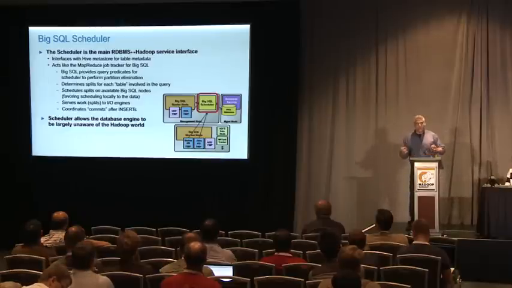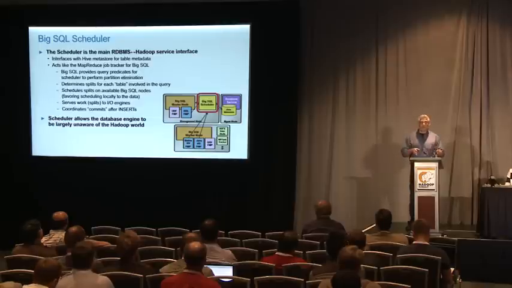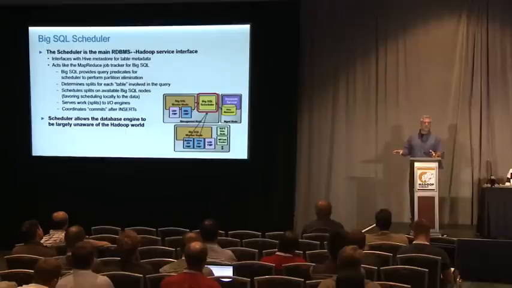So at that point, the database engine just knows I've got a query, I need to run it on these 5 nodes, and that's normal, that's work as usual. That's what a relational database does anyway.